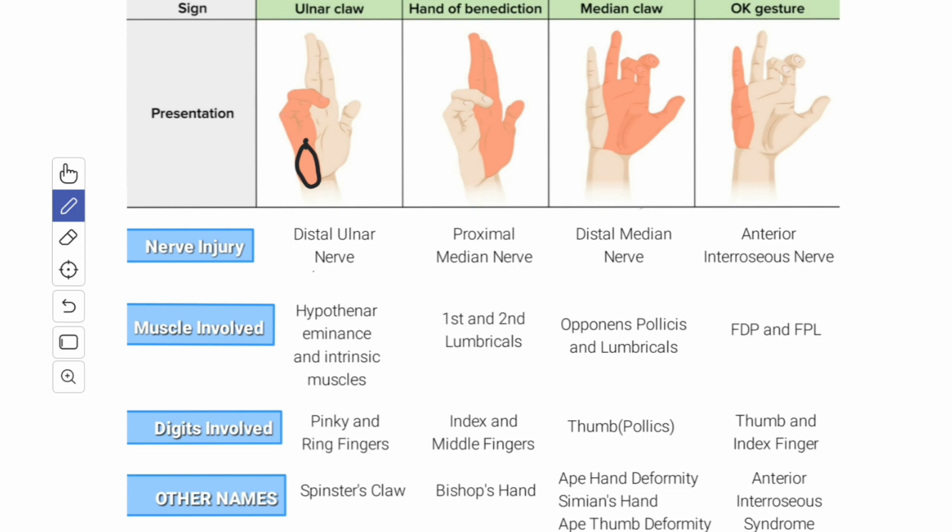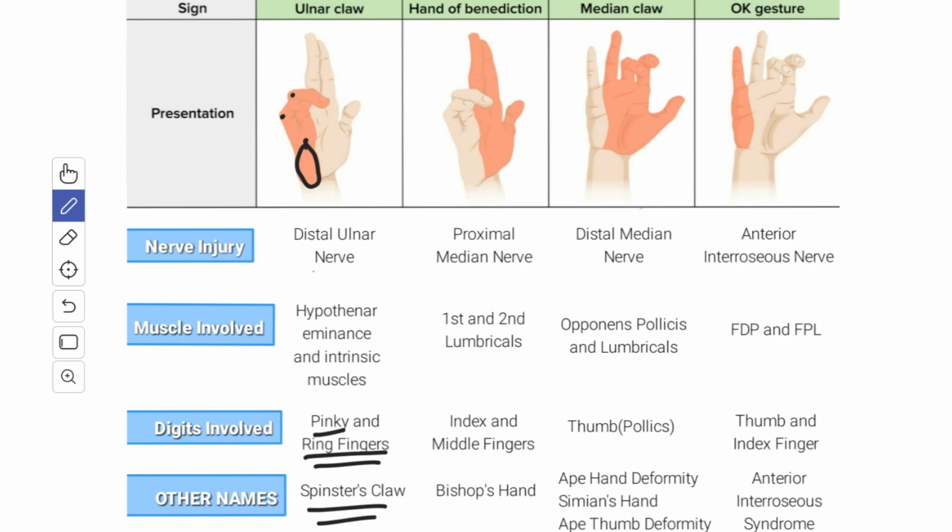As you can see in the picture, here we have the interphalangeal joints of the fourth and fifth fingers. There will be a continuous state of flexion in the ulnar claw hand. The flexion will occur at the interphalangeal joints of the fourth and fifth fingers, also known as the ring and pinky finger. Another name for ulnar claw is spinster's claw.